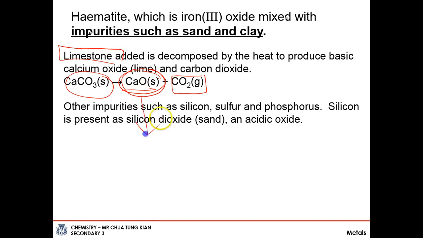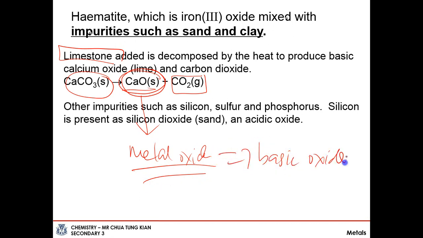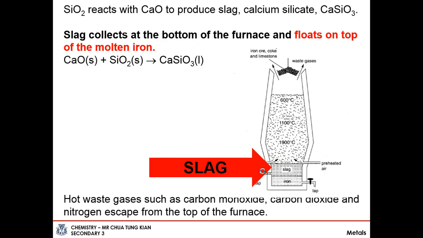And this calcium oxide can be used to react with some substances. If you recall, calcium oxide is a metal oxide, so being a metal oxide, it is a basic oxide. Sand is actually silicon dioxide, and silicon dioxide is an acidic oxide. So if I have a basic oxide and an acidic oxide, I get a simple acid-base reaction to give me the substance which we call slag. Calcium oxide reacts with silicon dioxide to give me CaSiO3, or slag. We call this CaSiO3, molten slag.